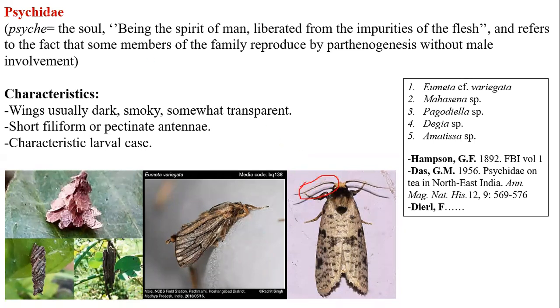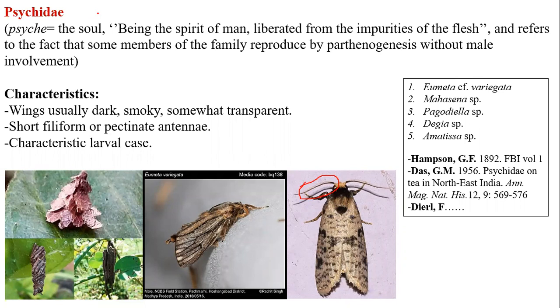Okay. So the family Psychidae, the name derives from the word psyche, which means the soul. The word actually has a very interesting meaning, because it is said to be the spirit of man liberated from the impurities of the flesh. And this line refers to the fact that some members of the family Psychidae reproduce by parthenogenesis without male involvement. So now the question is how to identify this family.